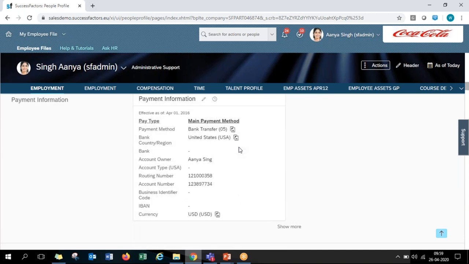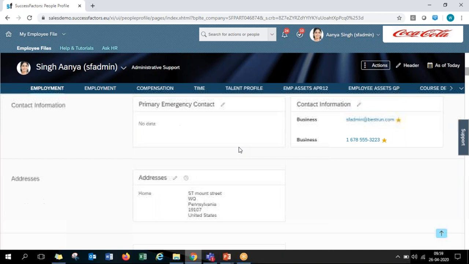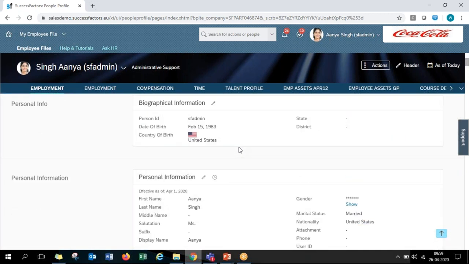Bank account details for salary processing, payment information, we say. Everything can be hosted in SuccessFactors against an employee record level. More detail on this, like what all categories we can actually store, which information the employees can edit, which HR only can edit, different things, we'll discuss in more detail in our regular sessions.